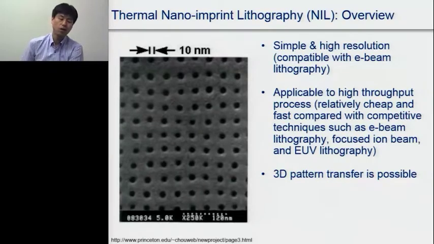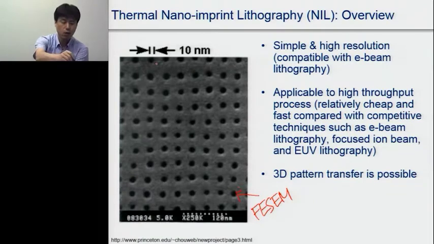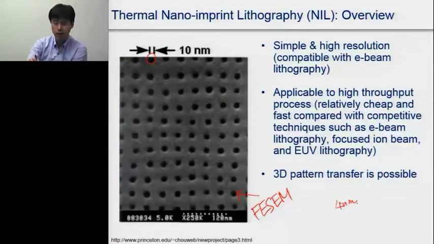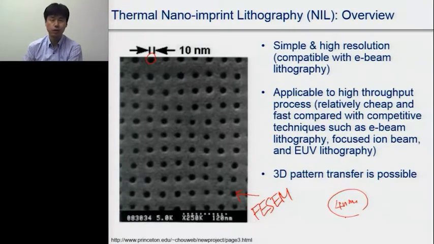So let's talk a little bit about thermal nano-imprinting. This is the overview. As you can see from the FESEM images on the left, the diameter of the hole is about 10 nanometers. As I briefly mentioned in the previous slide, thermal nano-imprinting lithography can offer very high resolution pattern transfer. So far, a feature size of about 4 nanometers has been demonstrated using thermal nano-imprinting lithography.